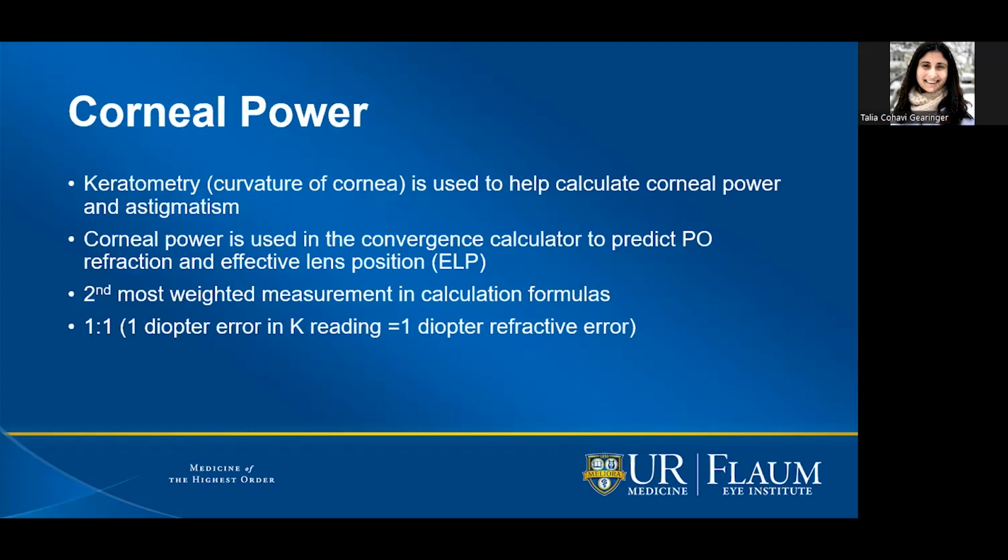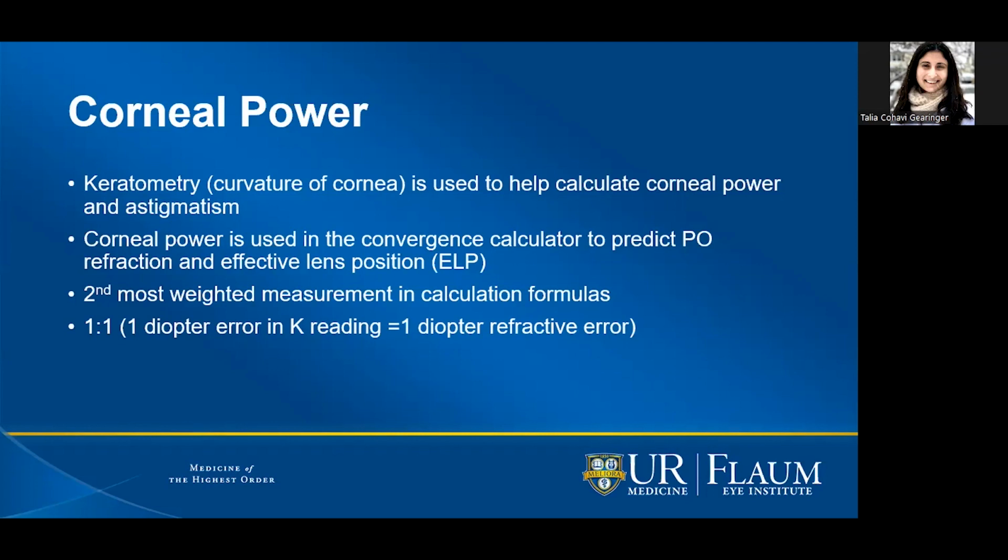The final major component that the biometry is looking at is the corneal power. Ultrasound biometry is not measuring this. It's only the optical, which is mainly what we use now, like I said. So it's looking at the keratometry, which is the curvature of the cornea. And Dr. Dickerson talked a lot about this previously. So these numbers are used to help calculate the corneal power and also the patient's astigmatism.